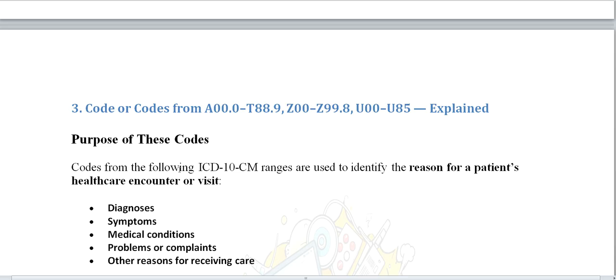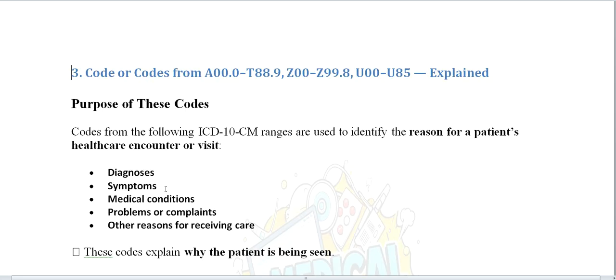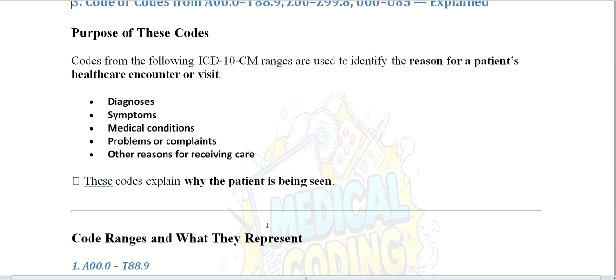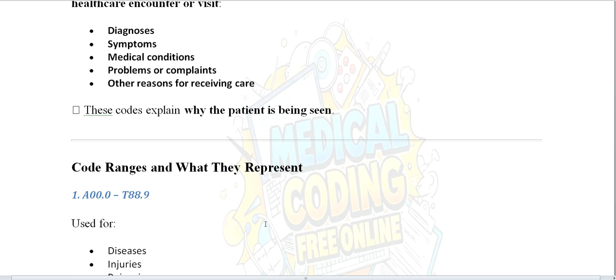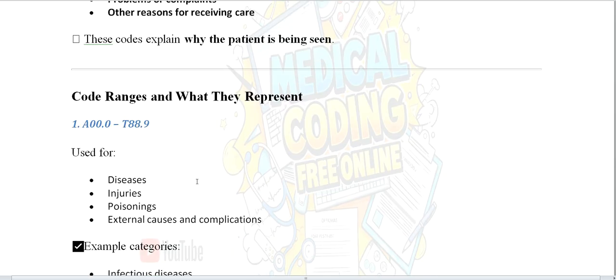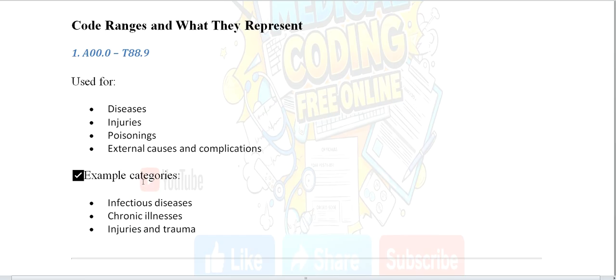What is the meaning of this code? Purpose of this code: the codes follow the ICD-10 range to identify the reason for the patient healthcare encounter or visit. So diagnosis, symptoms, medical conditions, problems or complaints, other reasons for receiving care. These codes explain why the patient is being seen. So code range A00.0 to T88.9 is used for diagnosis, disease, injuries, poisonings, external causes, and complications. Examples for this category are infectious disease, chronic illness, injuries, and trauma.